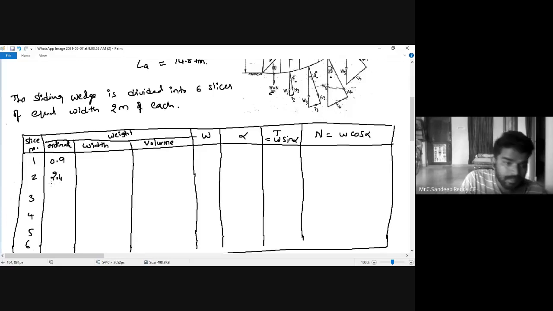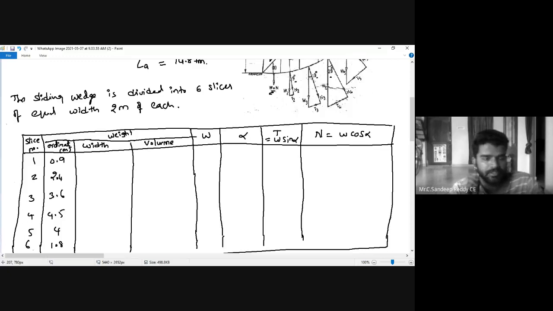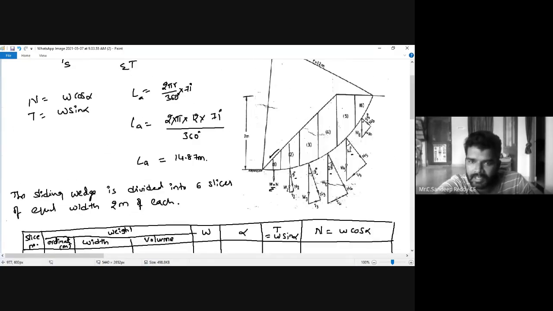These are already drawn in the graph, which is why I'm writing the values directly. The third is 3.6 meters, the fourth is 4.5 meters, the fifth is 4 meters, and the sixth is 1.8 meters. These are all in meters, so I'm mentioning it in brackets. The first ordinate height is 0.9 meters, the second 2.4, up to the last one, 1.8. You can see the variation in the picture given in the problem. The first slice is very small, the second a little bigger, and the third and fourth are much bigger.